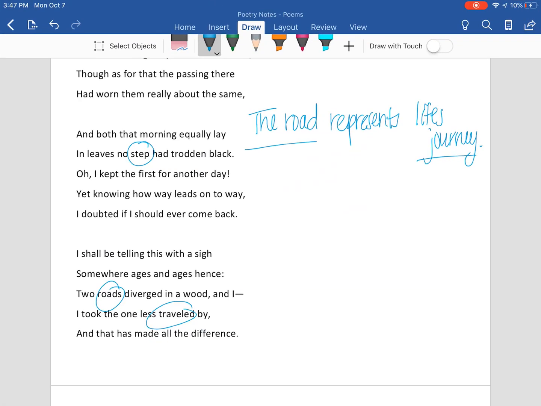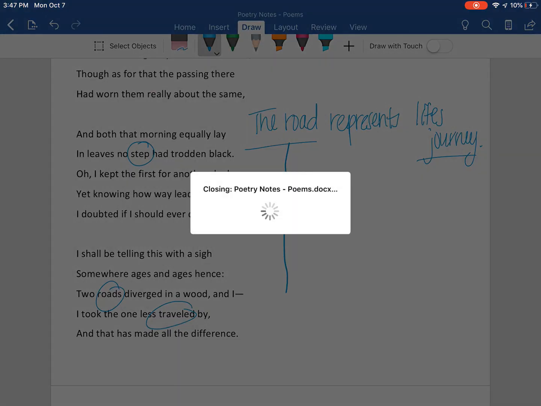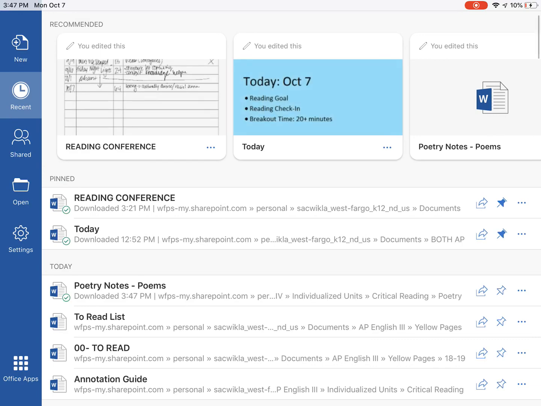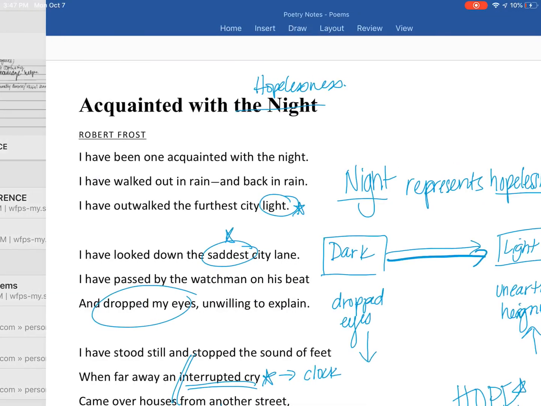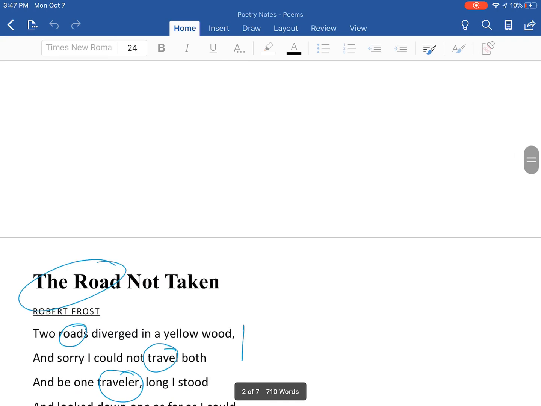So let's look at a really short example. This is, oopsies. Oh no, I'm closing it. Now we gotta awkwardly sit here while I reopen my poems. Okay, it wasn't that long.